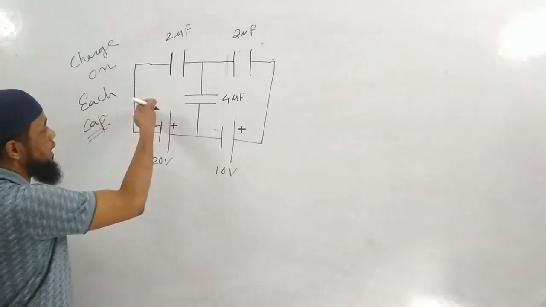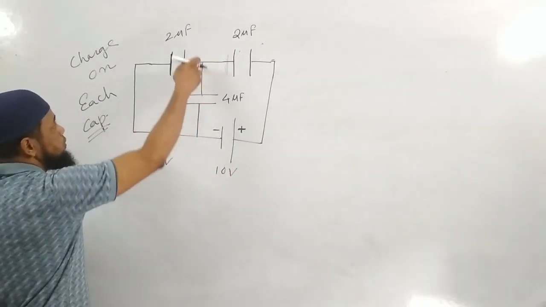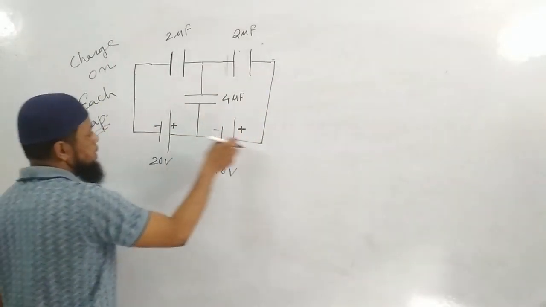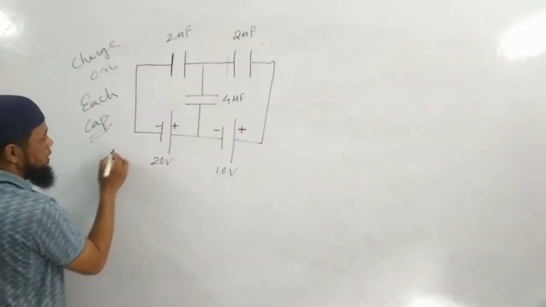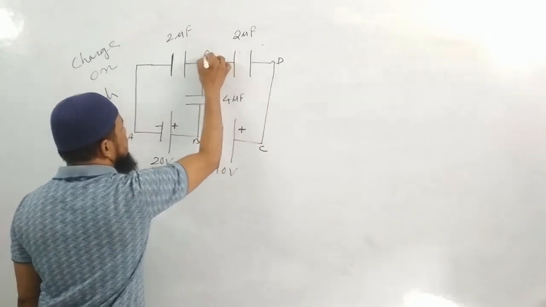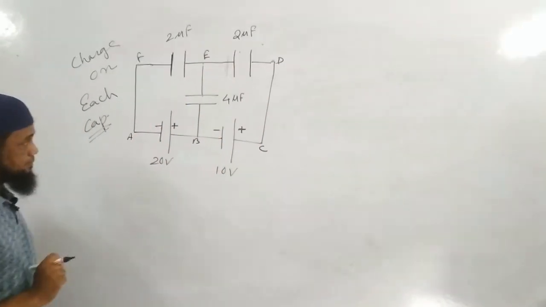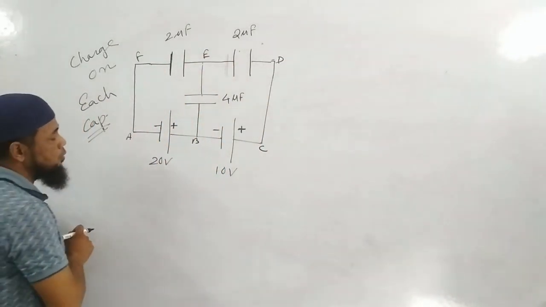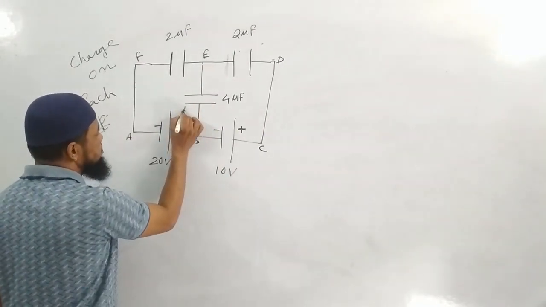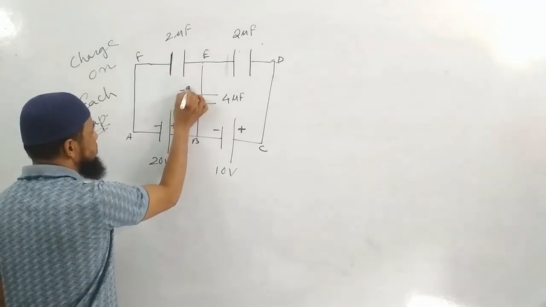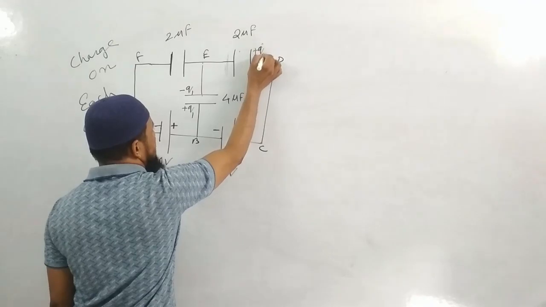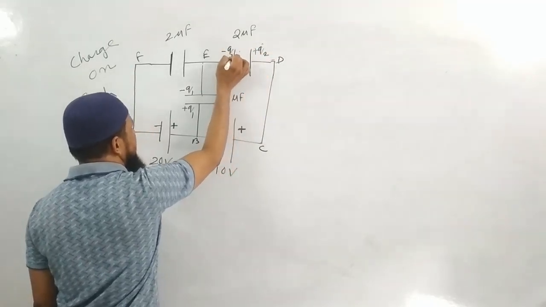We can see there is one loop here. This will be called as loop. We can see there is another loop like this, and there is a bigger loop. Let me name it A, B, C, D, E, F. Now we do not know what are the charges. Let me assume like this. Suppose charge is plus Q1 here, then this plate will become minus Q1. On this side, suppose charge will deposit here plus Q2, here minus Q2.